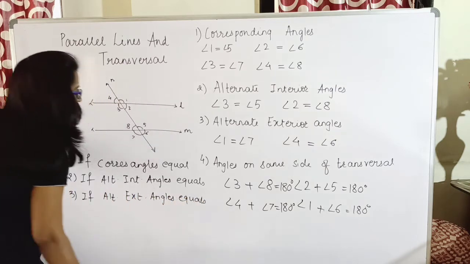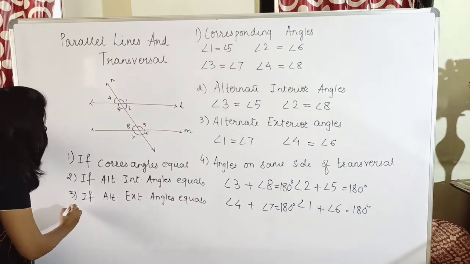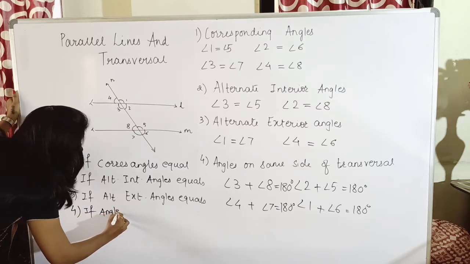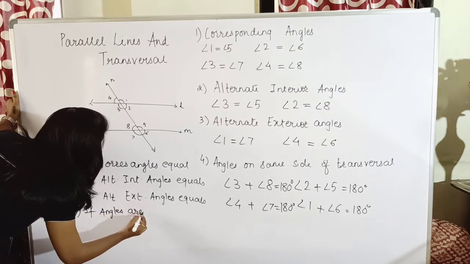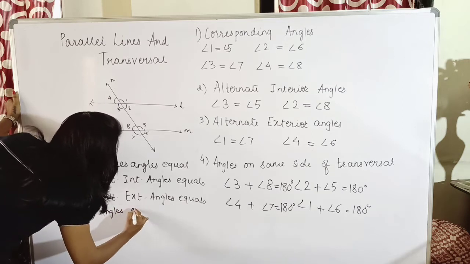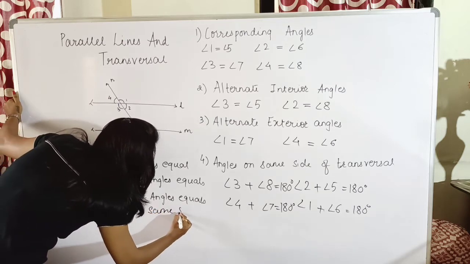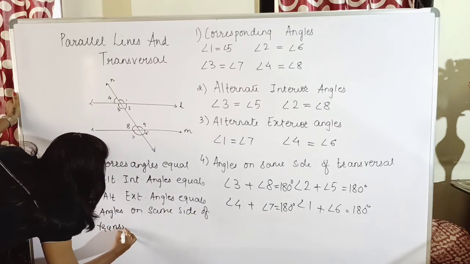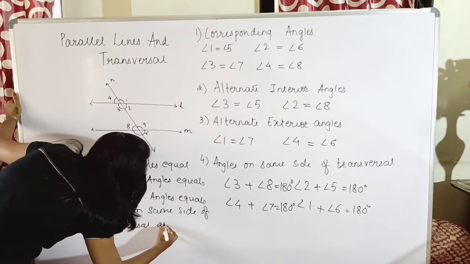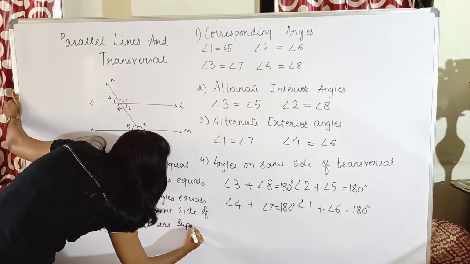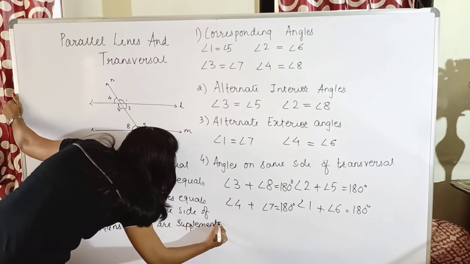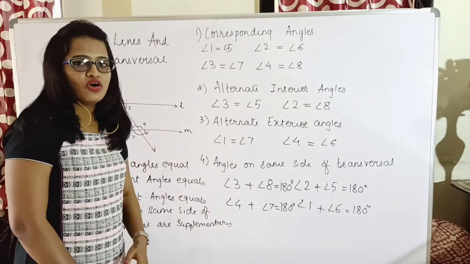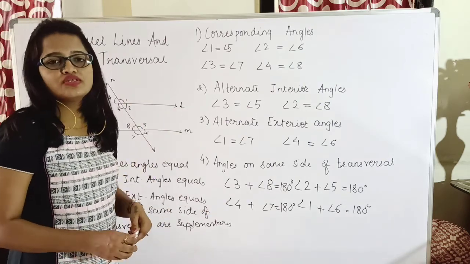And the last one says if angles on the same side of transversal are supplementary, then also I will tell that the two lines are parallel. So if lines are parallel, these conditions exist, or if these conditions are given, you can check whether the two lines are parallel or not.